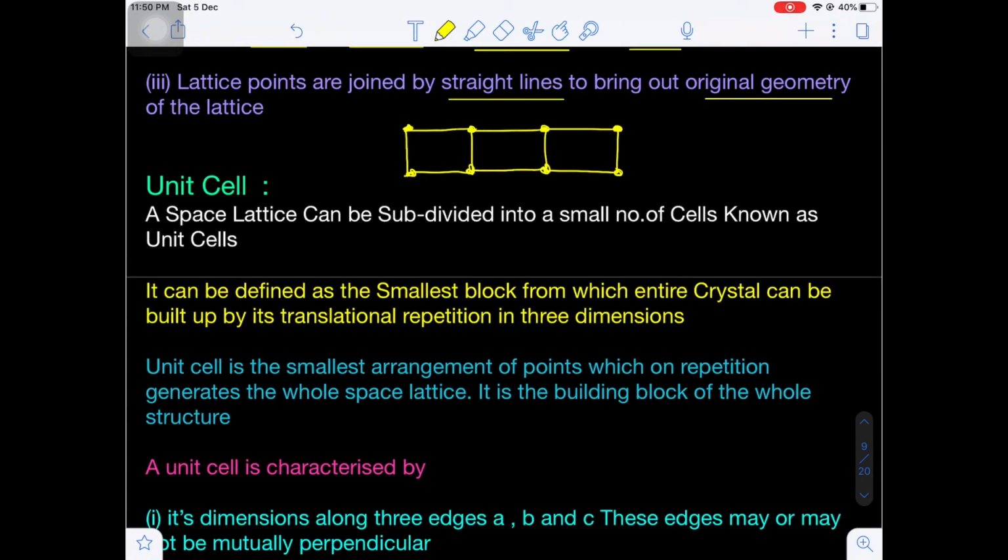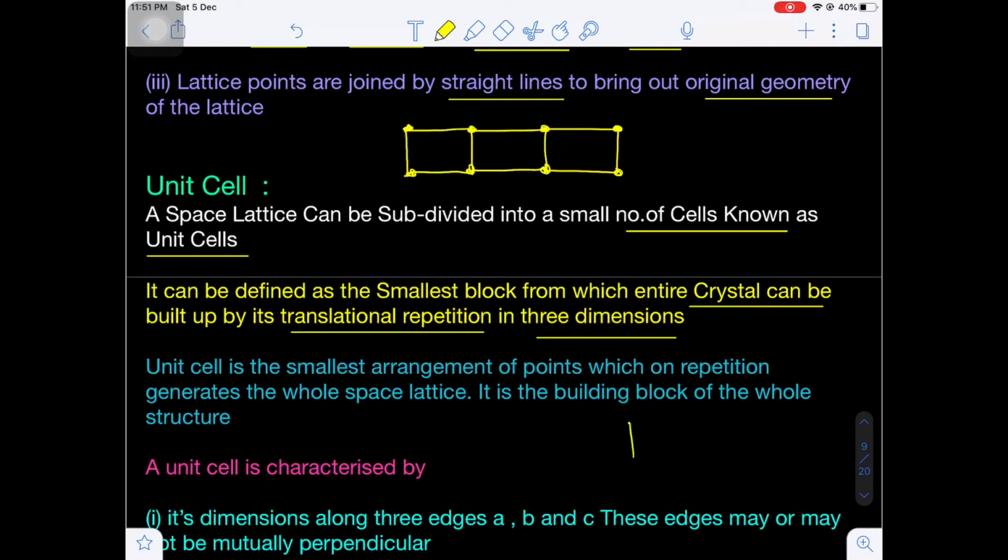Unit cell. Just now I told you the space lattice can be further divided into a small number of cells, which is known as a unit cell. It can be defined as the smallest block of the space lattice or crystal lattice. The entire crystal can be built up by translational repetition in three-dimensional space. That means it is the smallest block from which the entire crystal can be built up by its translational repetition. Are you getting my point?